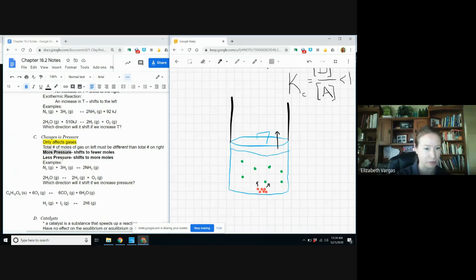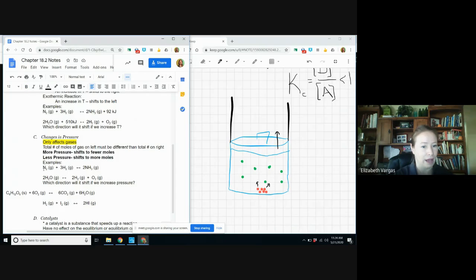Let's look at some real examples. So let's say I have my nitrogen reacting with my hydrogen and making ammonia here.